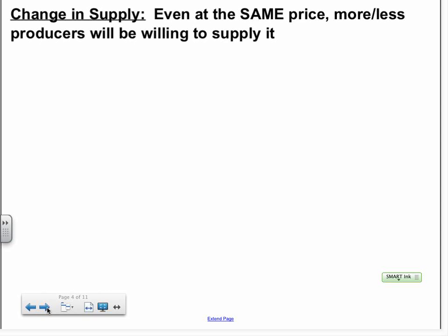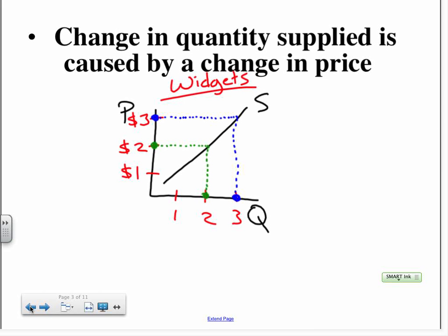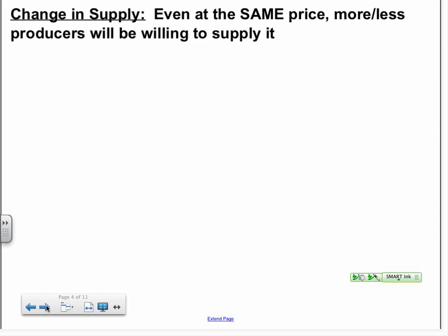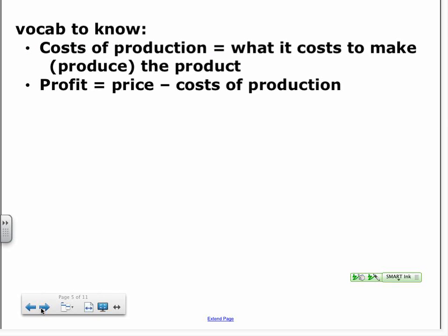Now we're going to talk about a change in supply. And remember, economists use very similar terms for very different things. This is a change in quantity supplied. Next, we are going to talk about a change in supply, which means that even at the same price, more or less producers will be willing to supply it. That also means that you get a whole new line. Change in supply means that you get an entirely new line.